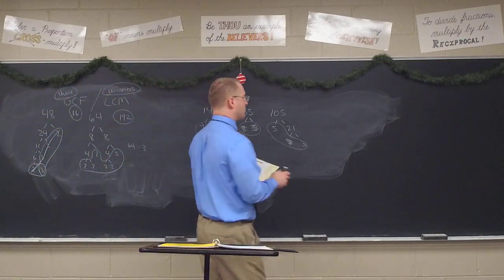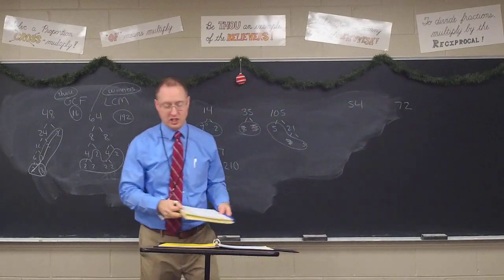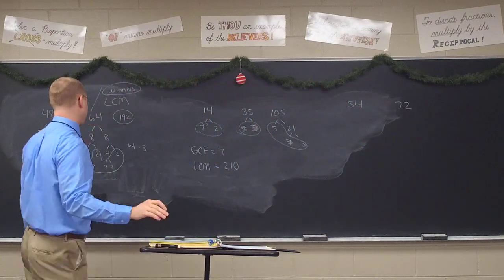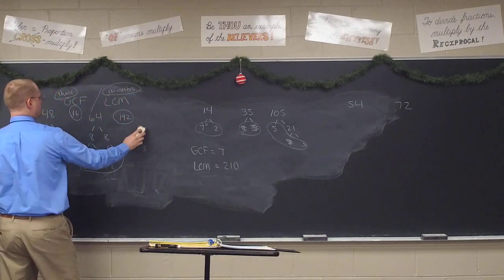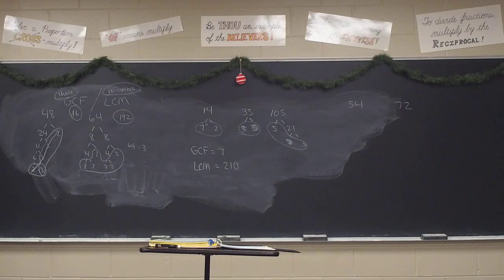How about at your seats? Do 54 and 72. At your seats, do 54 and 72. Prime factor them and find your GCF and your LCM. We're at the top of page 243.